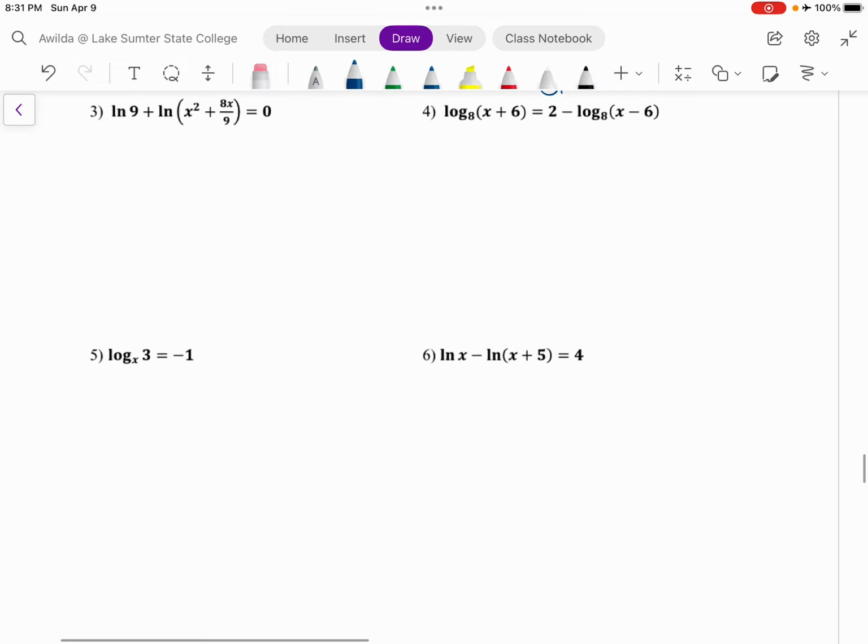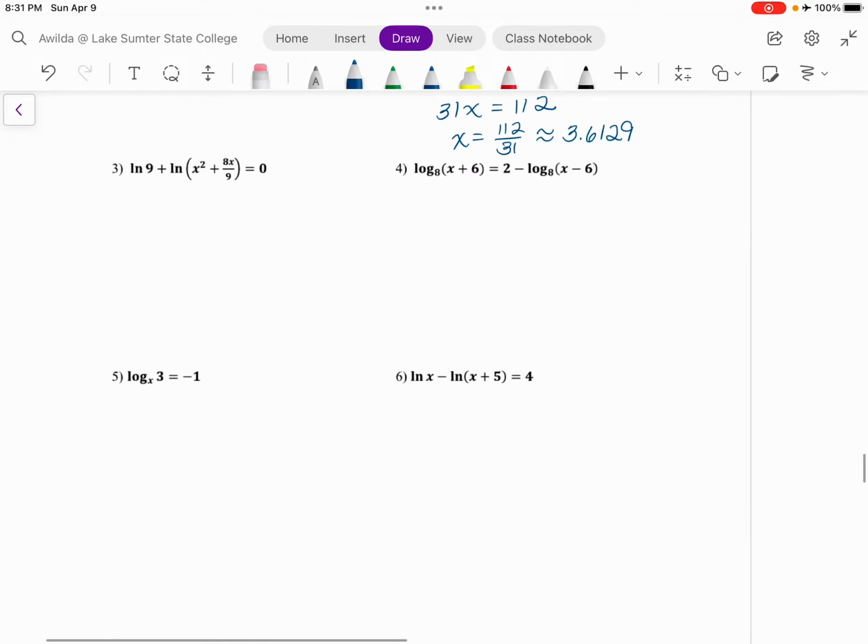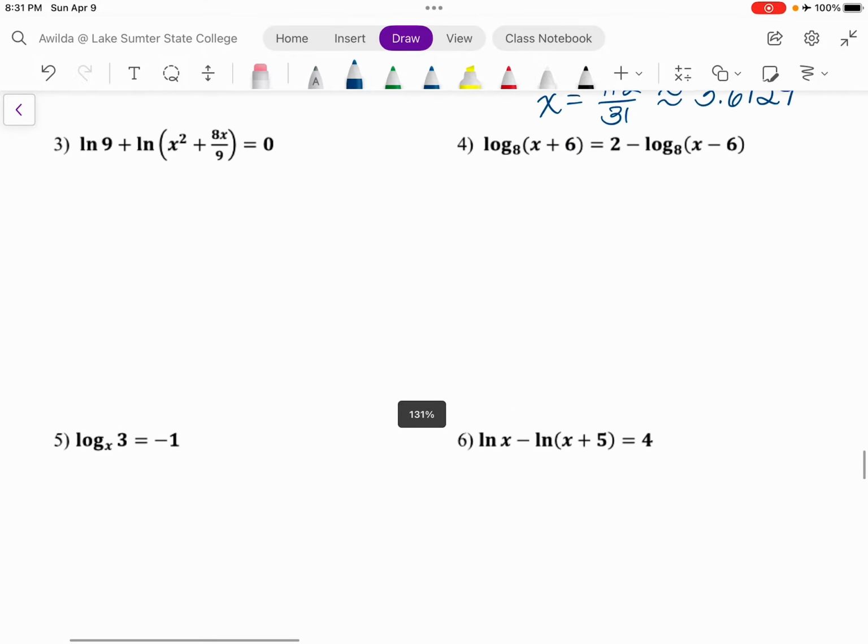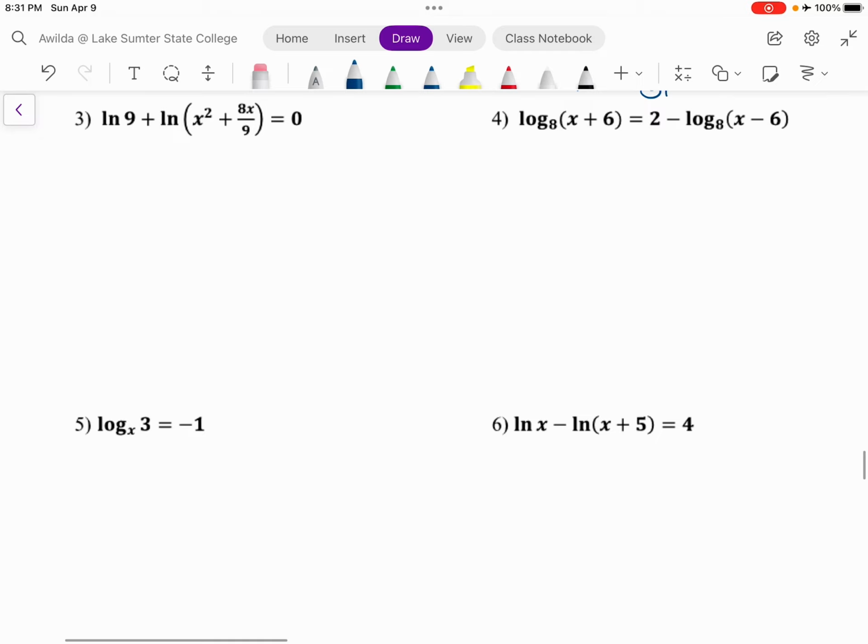All right, let's take a look at our next 4 examples. In example 3, once again, we want to combine the 2 logarithms on the left-hand side into a single logarithm. Here we're going to use the product rule to write this as, oops, I don't know why that got so small. Let's write this as natural logarithm of 9 times x squared plus 8x over 9. And let's distribute.